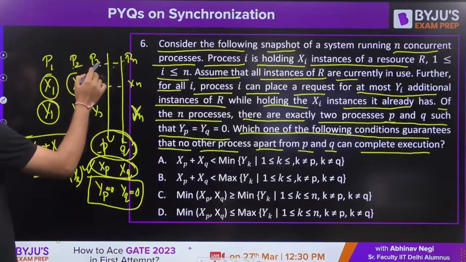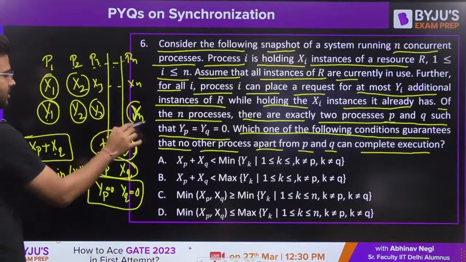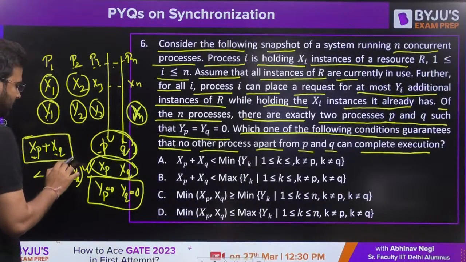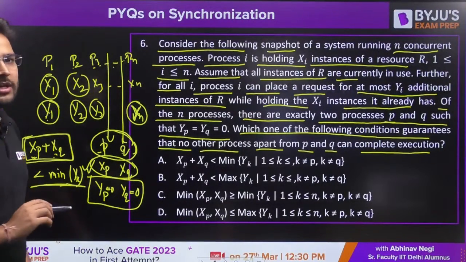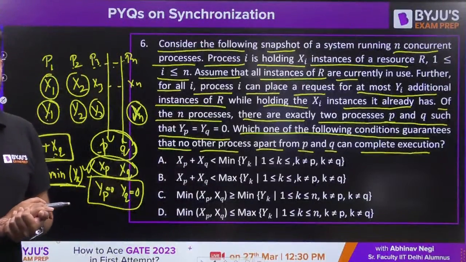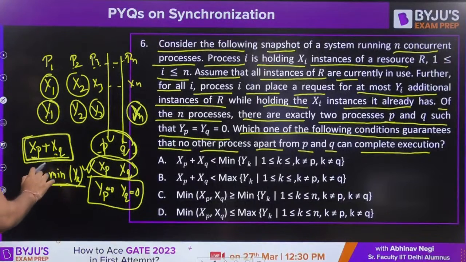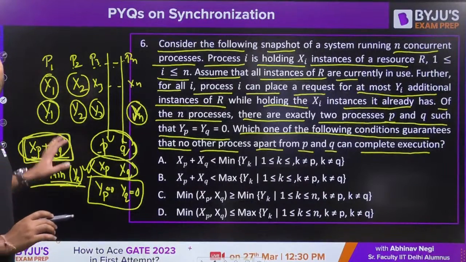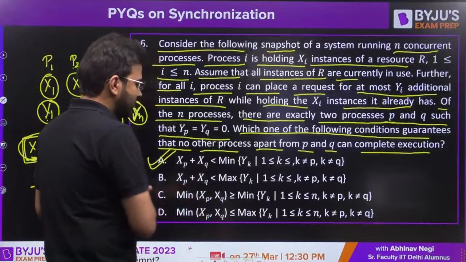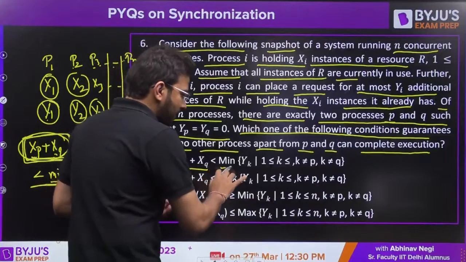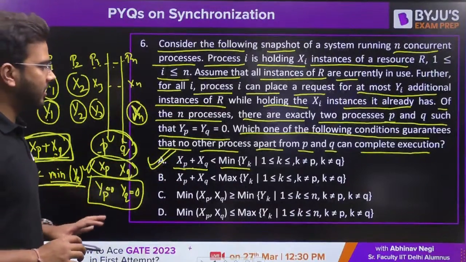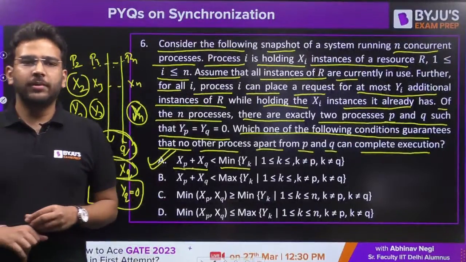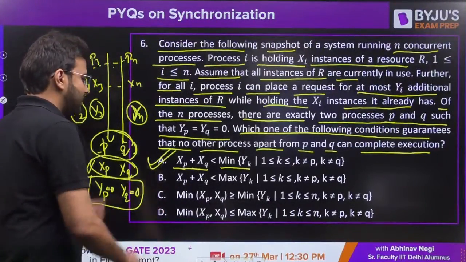That means whatever additional number of resources other processes are requesting, after having these free resources, still if we are not able to satisfy the minimum requirement, then can we say that all other processes will not be able to complete their execution? Yes or no? So if XP plus XQ is less than the minimum requirement, in that case, can we say option A is the correct answer? If XP plus XQ is less than the minimum requirement Yk, then only P and Q have completed their execution, other processes will not be able to complete their execution. So that is why option A is the correct answer here.